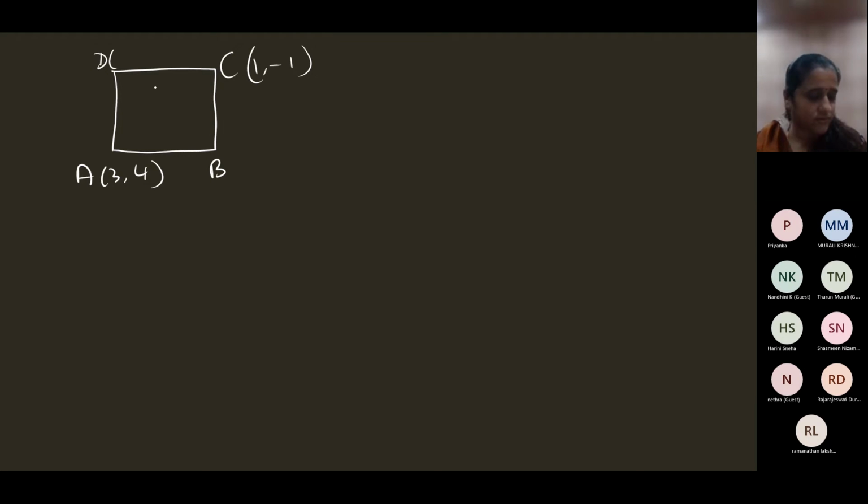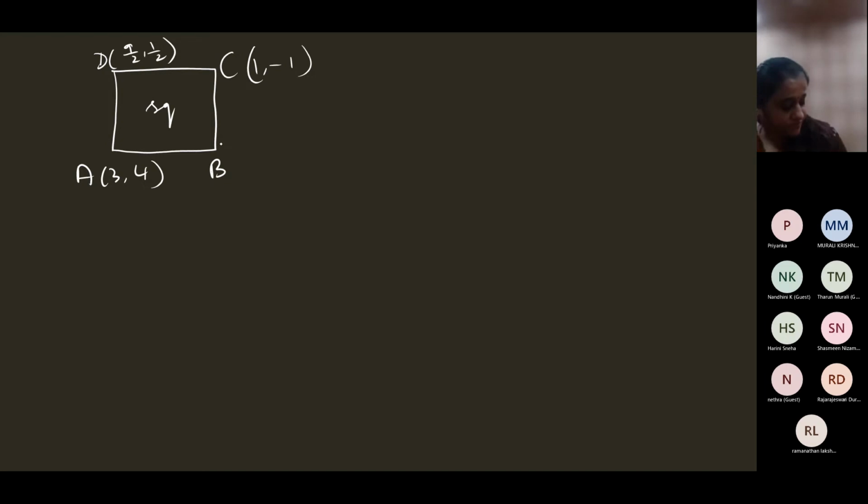Yes, children. With this, we'll wind up the session. This is a square, and the coordinates are 3, 4; 1, minus 1; 9/2, 1/2. So this is a square.